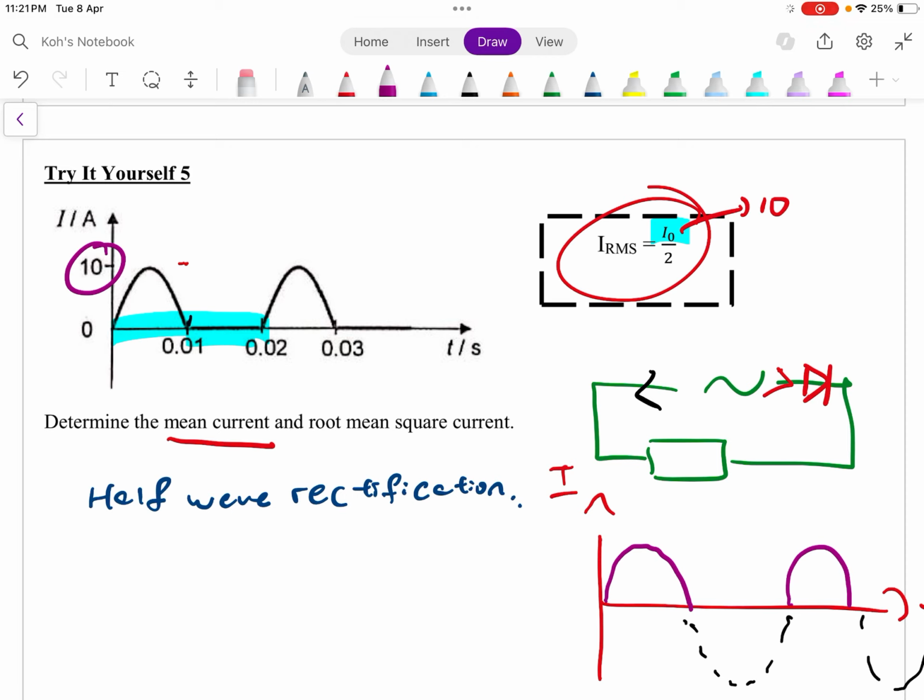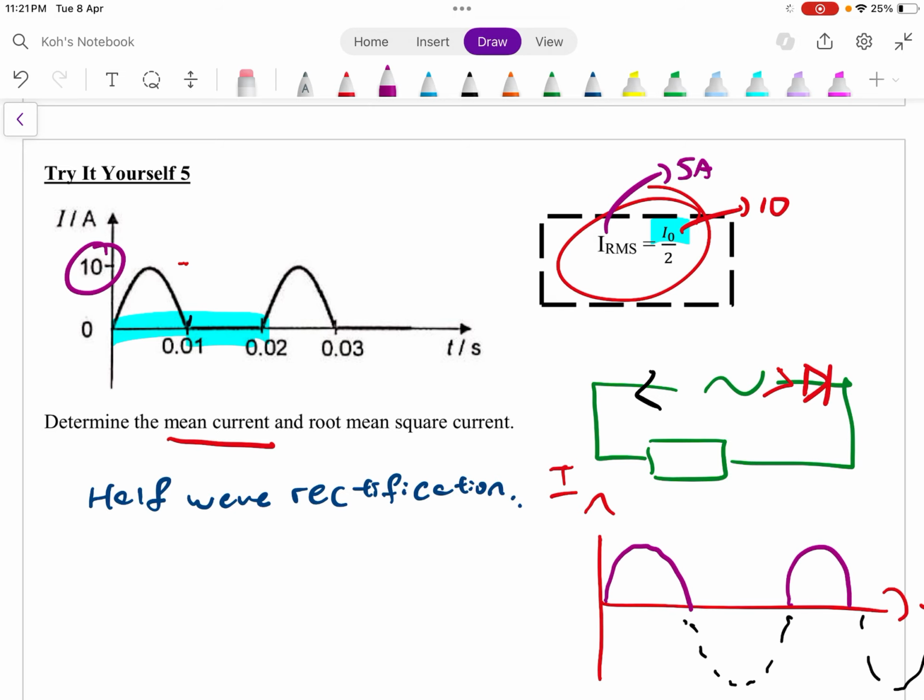So of course the root mean square current, the formula given to us is I naught over 2, which means that in order to calculate the root mean square current of a half-wave rectified current, I simply just use 10 divided by 2, which is just equal to 5 ampere. But of course, how do we actually derive it?